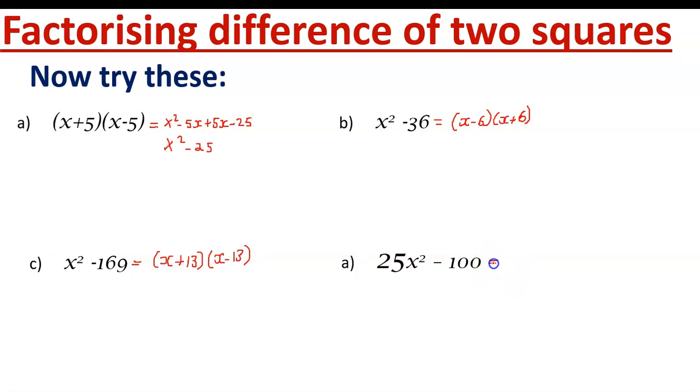25 is a square number. x squared is a square number. The square root is 5x. 100 is a square number. Its square root is 10. We add one time, and we take away one time. This is how you factorize a quadratic expression that is a difference of two squares.